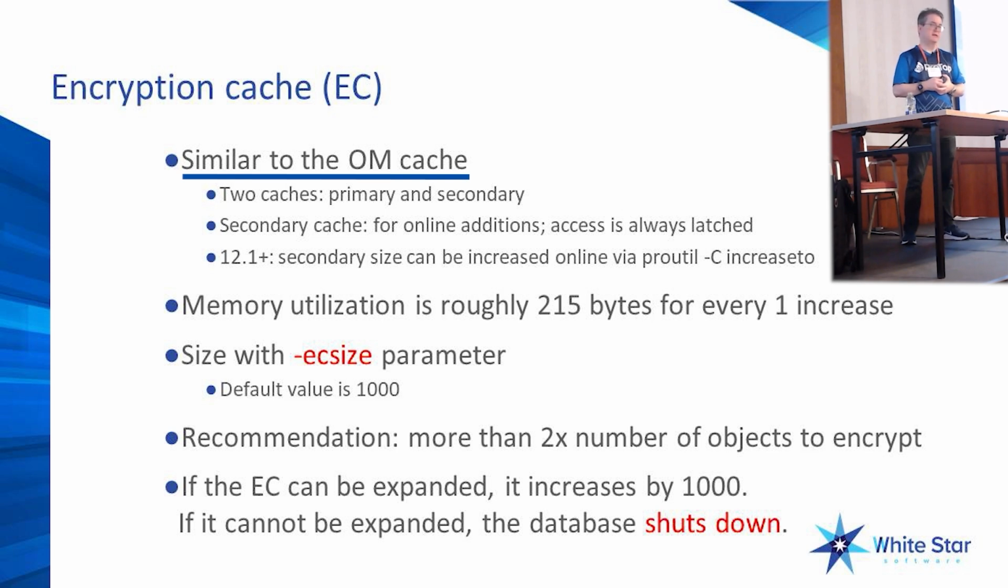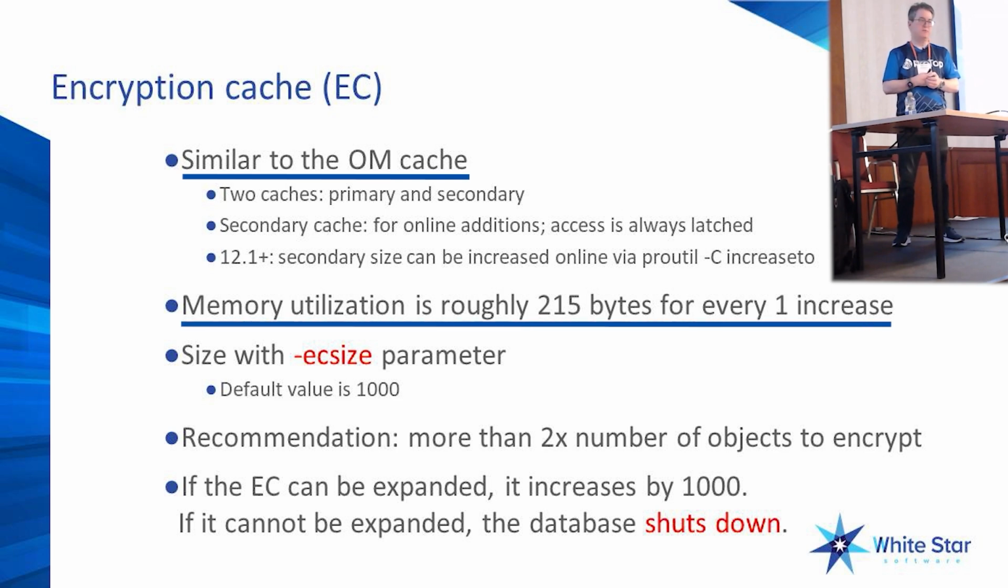And it's sized with the EC size parameter. It defaults to 1,000, and the unit is policies. So with the default, you can fit up to 1,000 policies in the primary cache. The primary gets populated at database start, and 1,000 for the secondary as well. Don't be stingy with memory here. These are very small entries. It's not an exactly linear scale, but roughly for every one that you increase EC size, you're using another 215 bytes of shared memory. It's not a big deal.